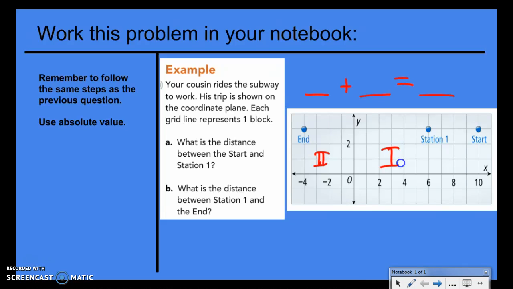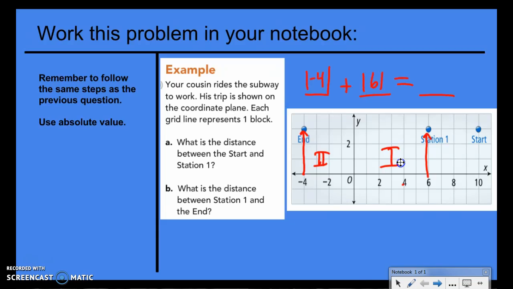Look instead at the numbers on your number line. 2, 4. This one right here is on 6. Okay? So we're going to do the absolute value of 6 plus, and you can go to your other one where the end is, which is on negative 4, the absolute value of negative 4. Okay?